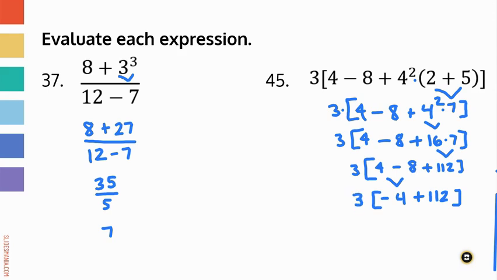and then times 3. And then we're going to do negative 4 plus 112. Well, that's the same as 112 minus 4, which would be 108. And now we can do 3 times 108. And that should give me 324. And that's our answer.